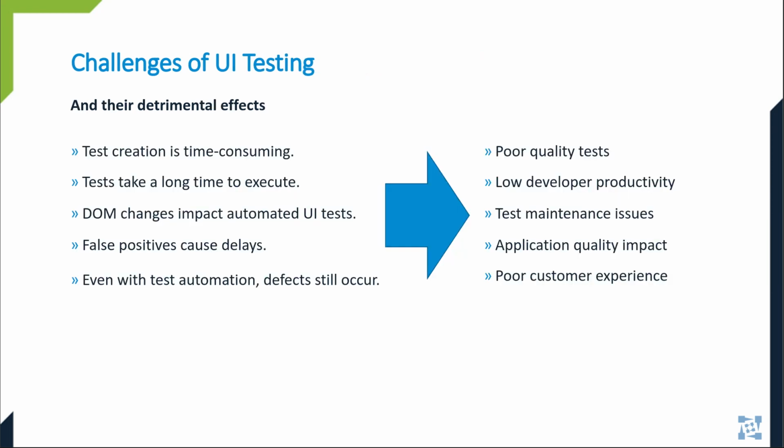Many companies are still focusing primarily on UI testing, which has multiple challenges associated with it. For example, test creation is time-consuming. This can slow down releases or lead to poor quality tests. UI tests also take a long time to execute. These slow test runs can ruin developer productivity. Locators are required for browser interaction and assertions. And when the HTML DOM, or document object model, changes unexpectedly, your tests break, making them harder to maintain.